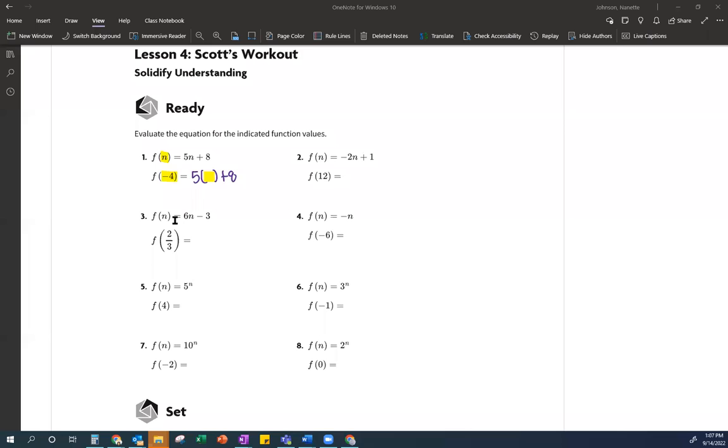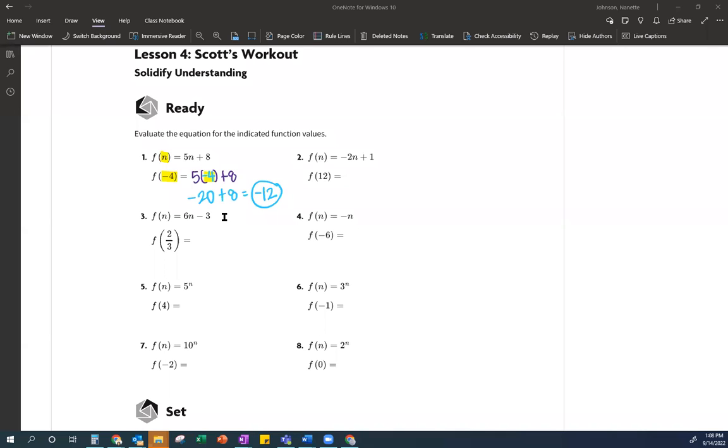And then, so what do you want me to put there, Ms. Johnson? The -4. Ms. Johnson, how did you know to put -4 there? I knew because here it says n, and here -4 is in its spot. So I said, oh, you just want me to put -4 there? Yes, absolutely. And then you simplify and then you're done. Okay, so 5 times -4 is -20 plus 8. My answer is -12.